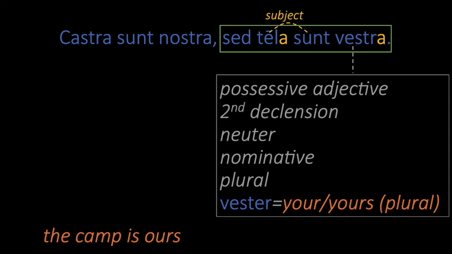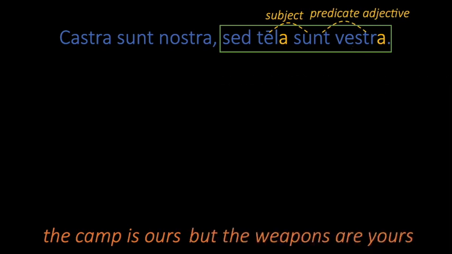Like noster, it loses the e before the r in every form but the nominative singular. And like noster, it is a different English form, yours instead of your, when it is used substantively or as a predicate adjective, as it is in this case. So the phrase is, but the weapons are yours. The complete sentence, then, is, the camp is ours, but the weapons are yours. Which we can leave in that order.